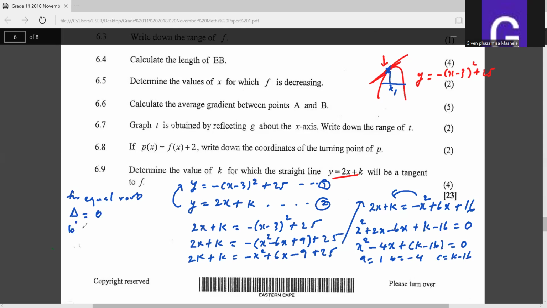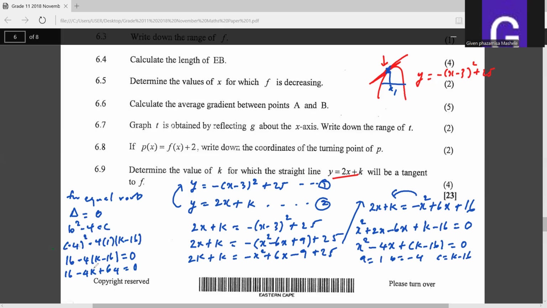So we're going to say b squared minus 4ac. What is the b? It's minus 4 squared. The a will be 1, and the c will be k minus 16. So let's remove the brackets. So this is 16 minus 4 into k minus 16 equals to 0. Remove the brackets again, minus 4k. Remove the brackets, plus 16 times 4. This will be 64 equals to 0.